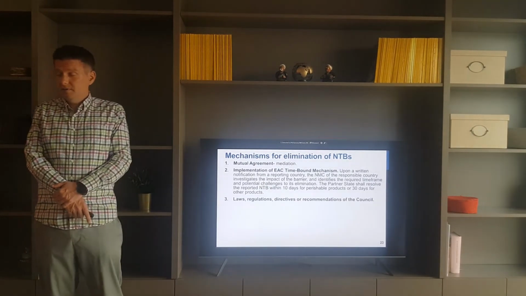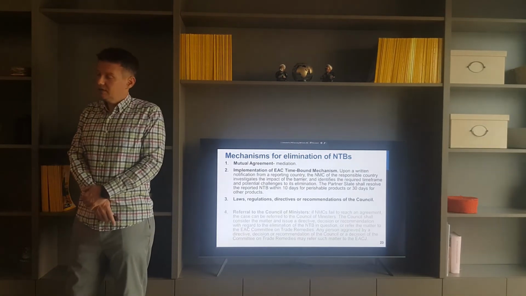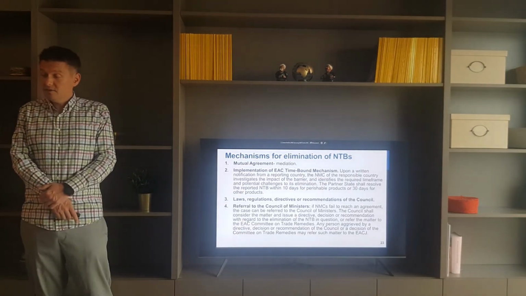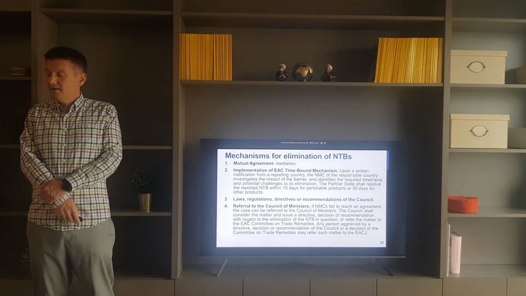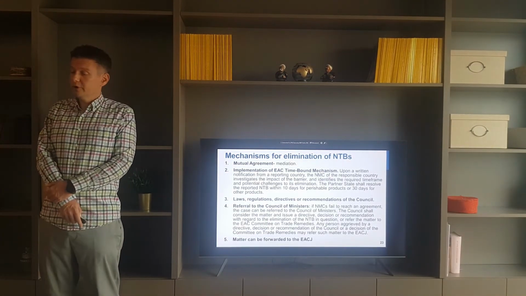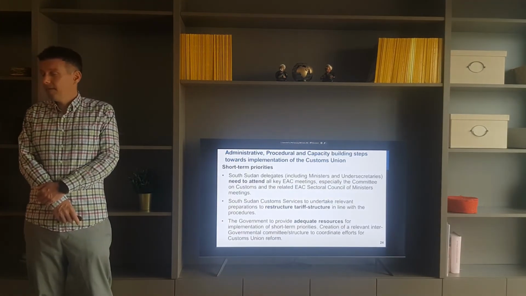Another mechanism for elimination of NTBs is laws, regulations, directives, and recommendations of the Council. Another mechanism is reference to the Council of Ministers. Finally, you can also go to the East African Court of Justice.